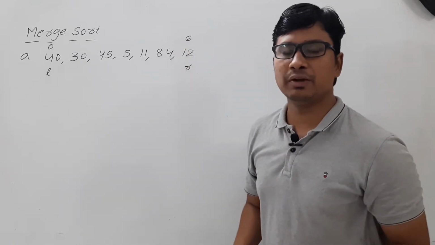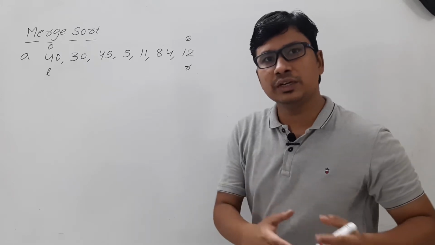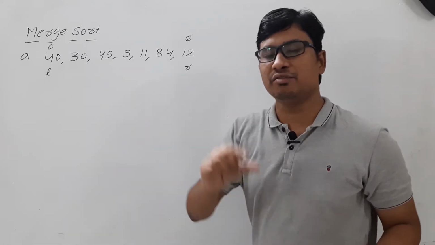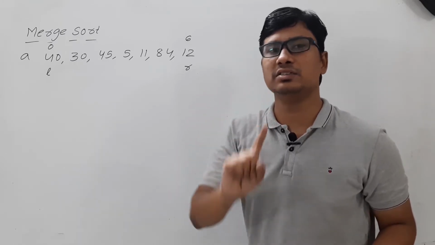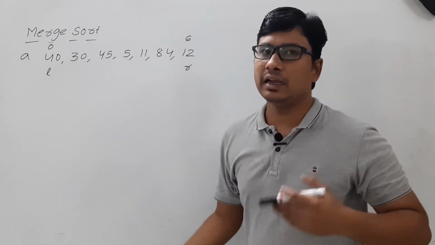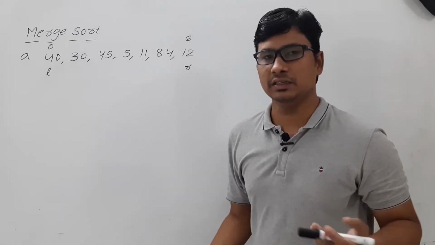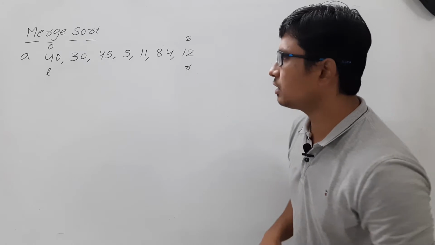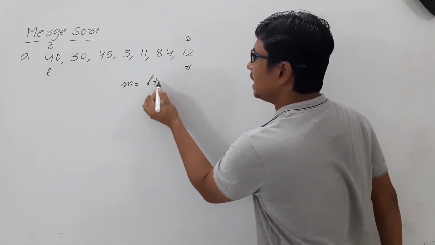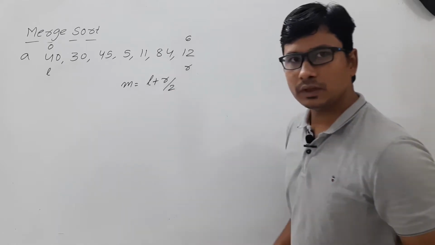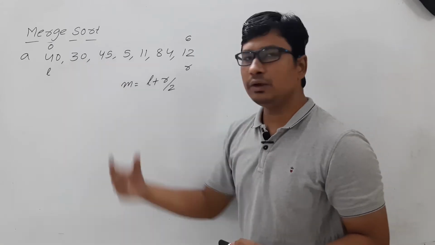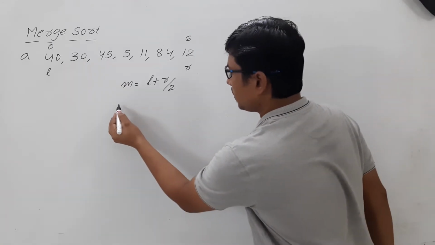Now, how we will perform merge sort is that first we need to divide the array into small arrays, and finally the smallest array should consist of only one element. Until then we will divide it, and then we will perform the merging. So how we will divide is that we will compute the middle element. So M is equal to (L plus R) by 2. We will compute the middle element and then we will call merge sort.